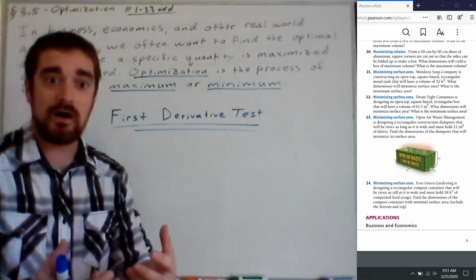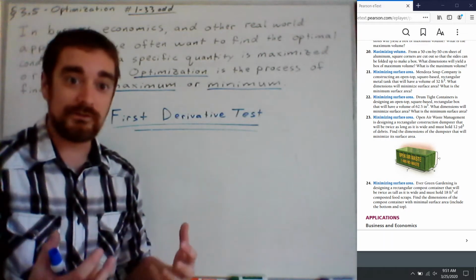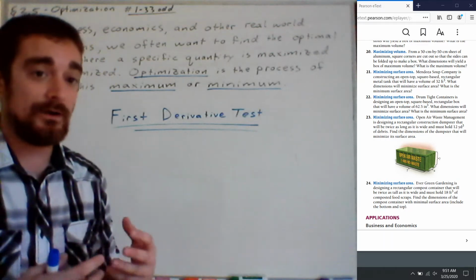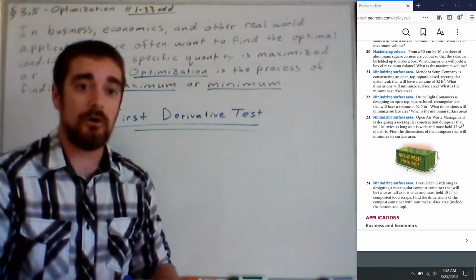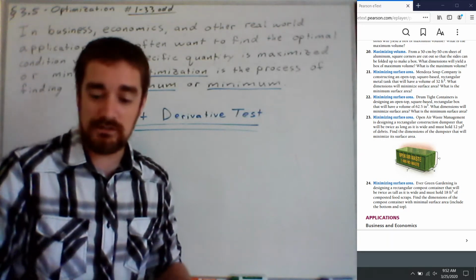Say we're dealing with profit. We always want to try to maximize our profit, right? Or if we're talking about costs, we want to minimize our cost. So these are the types of things that we need to be able to find.